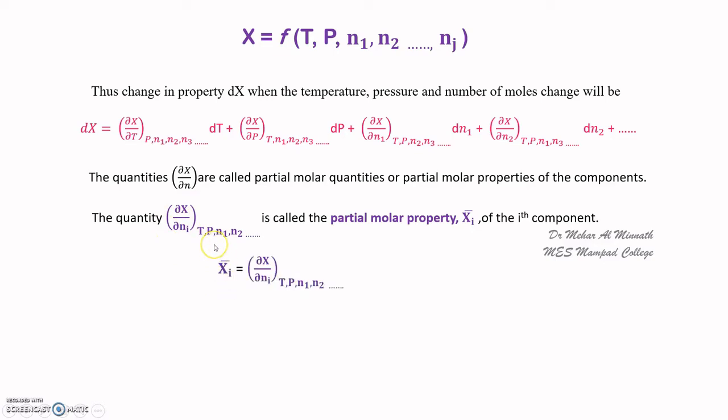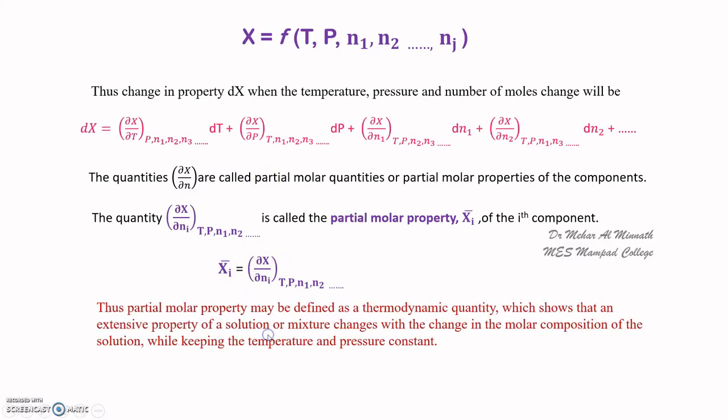So you can put it like this: X bar i is equal to ∂X/∂n_i at constant temperature, pressure, n1, n2, etc. This becomes a general equation for the partial molar property. Any partial molar property, like partial molar Gibbs energy, partial molar entropy, partial molar enthalpy. All those are extensive properties. Instead of X, you can have any of those extensive properties.